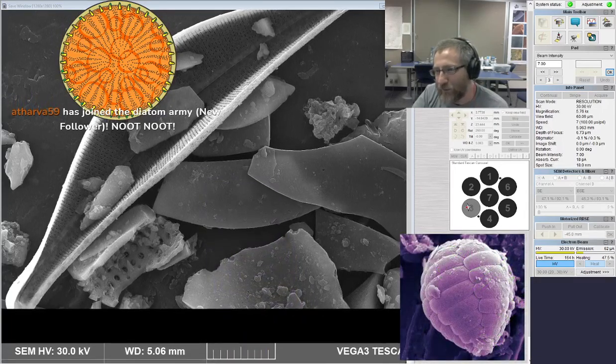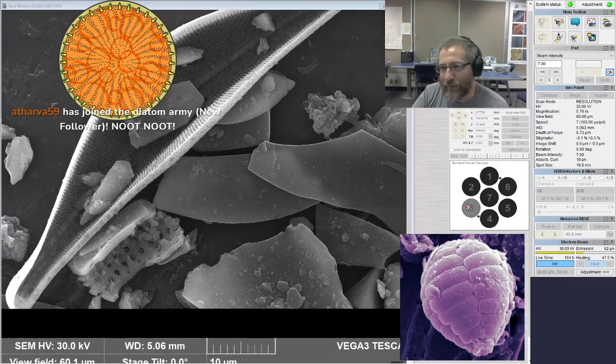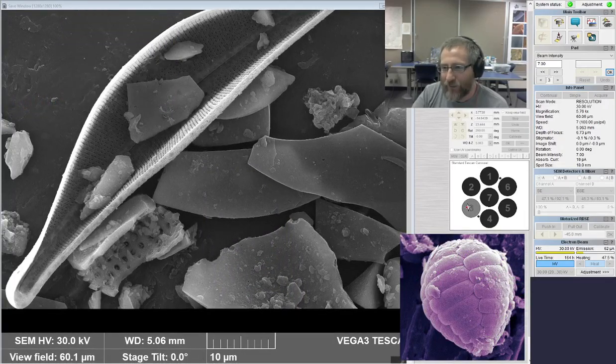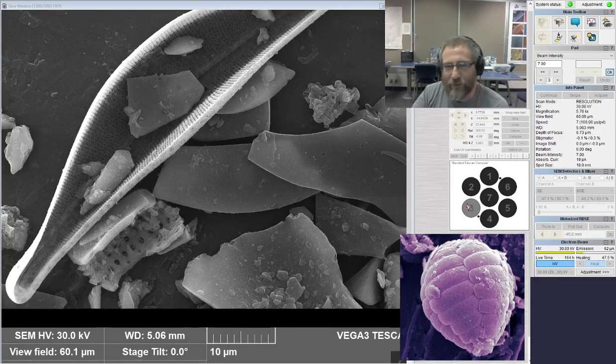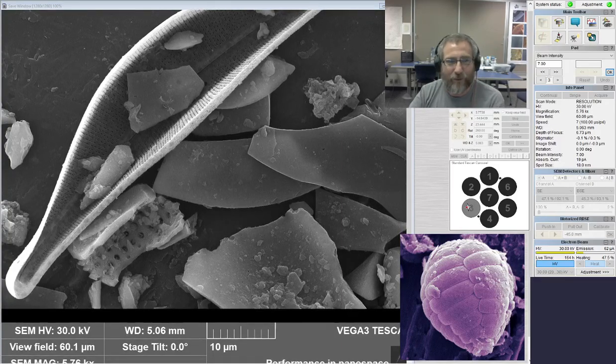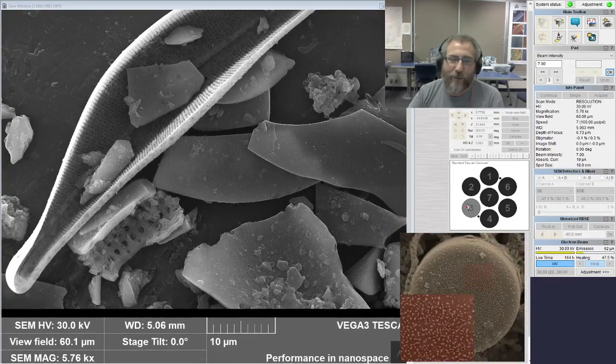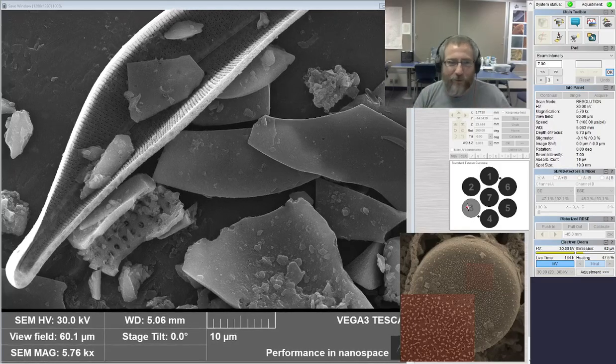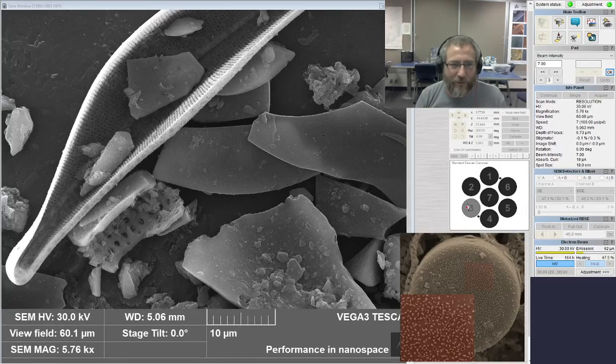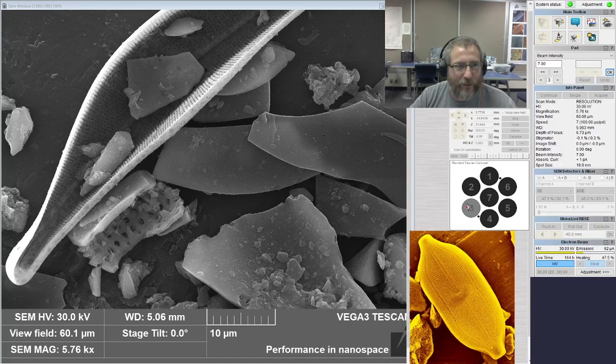Mean Machine Rex wants to know, do diatoms break at a particular site when they die? They do in a way. The girdle bands usually snap, and then they usually divide into two. That's the most common place I see them break apart. That doesn't necessarily happen right when they die, but I think that's the weakest point for most of them.